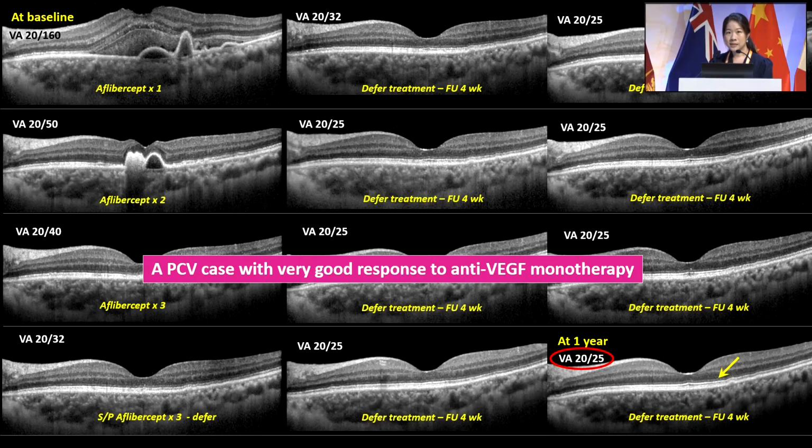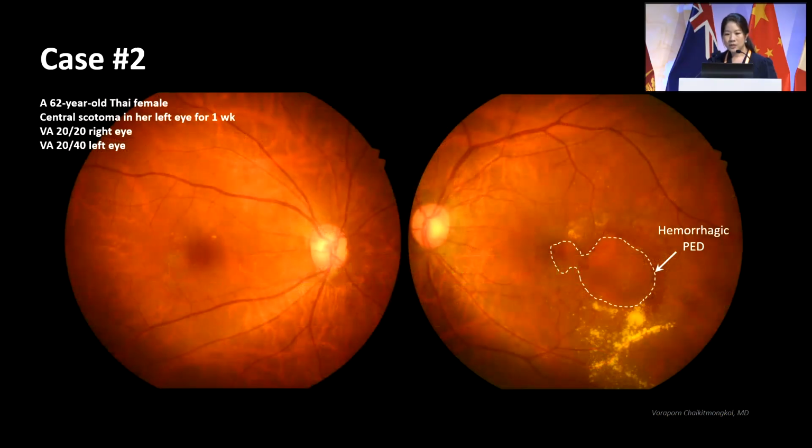This patient is an example of a very good response to anti-VEGF monotherapy. But unfortunately, not every patient in your clinic will have a good response like this. Let's move to the next one.